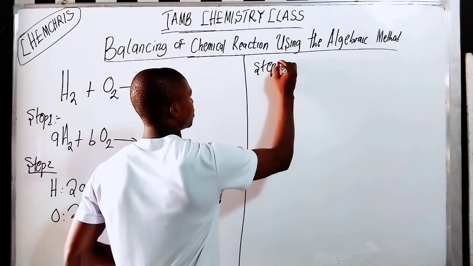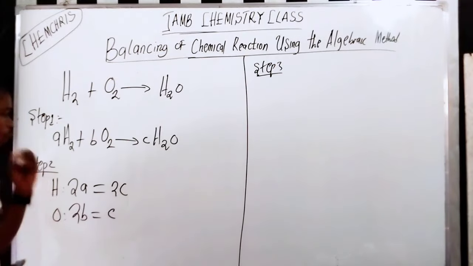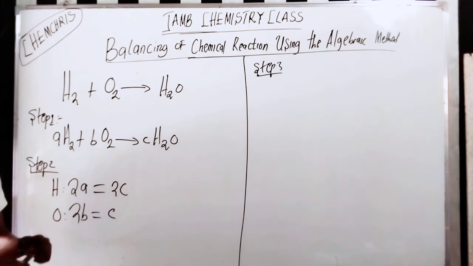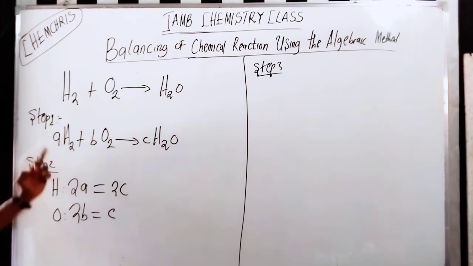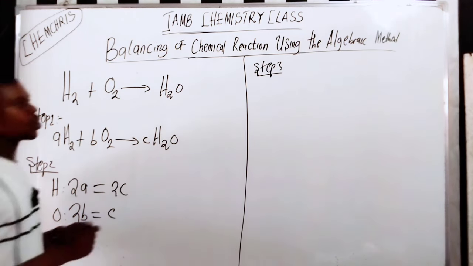Now step three. The first thing you want to do here is to equate your first alphabet, your first unknown, to one. My first unknown here is a, so I will equate it to one.